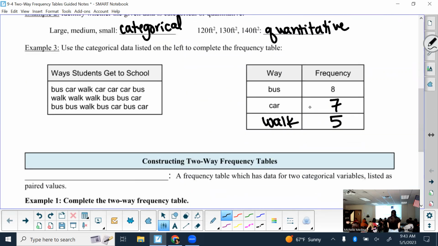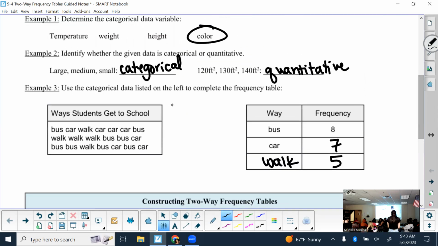But essentially, the only way that I see students get this wrong is they forget a data. Not all the time, but usually in the description, it'll say Bob surveyed 20 students or whatever about how they get to school. You want to make sure that the numbers in your frequency table add up to how many people were surveyed.